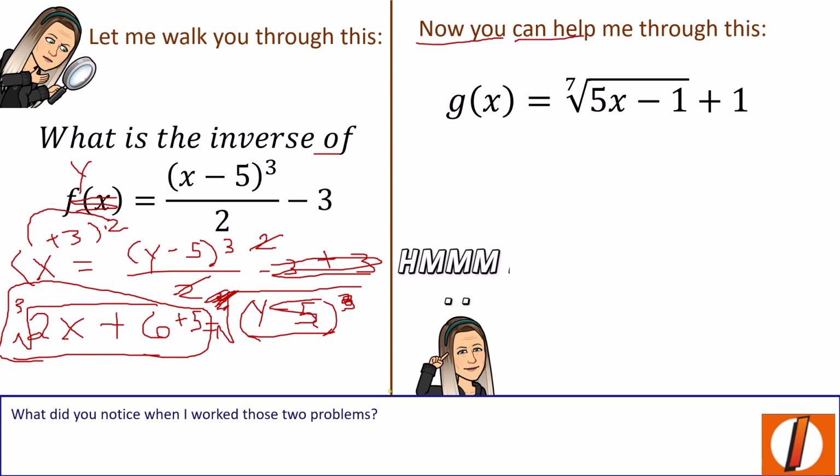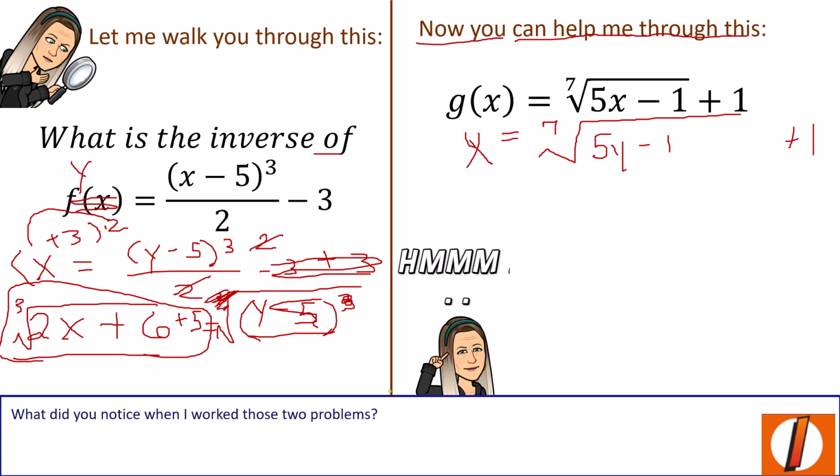All right, now you help me through this. First step, yes, the first step is to replace the function notation with y. All right, so we still have this. I'm going to go ahead and do step 2 as I'm rewriting this. We're going to replace the x with the y. So it's 5y minus 1, and the plus 1's over here. It's not under the radical. Okay, and then I'm going to change this y to an x.